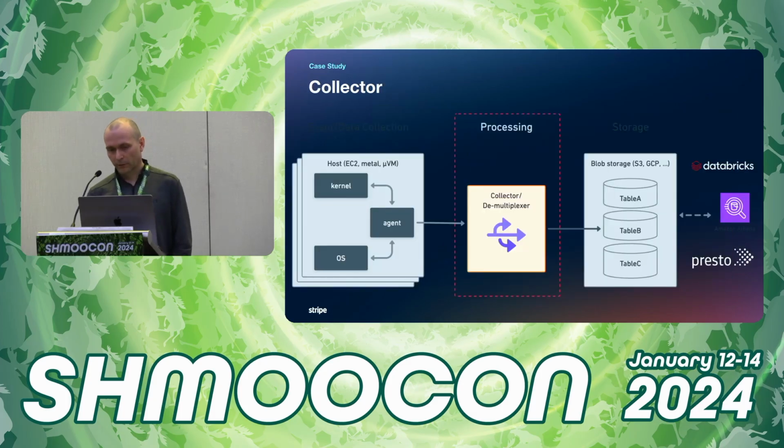Now, we're moving off the host, so the data acquisition is done. Now we come to the aggregation layer. We call this the collector. Basically, this is the middle part of the 3 layers, and let's zoom into this.